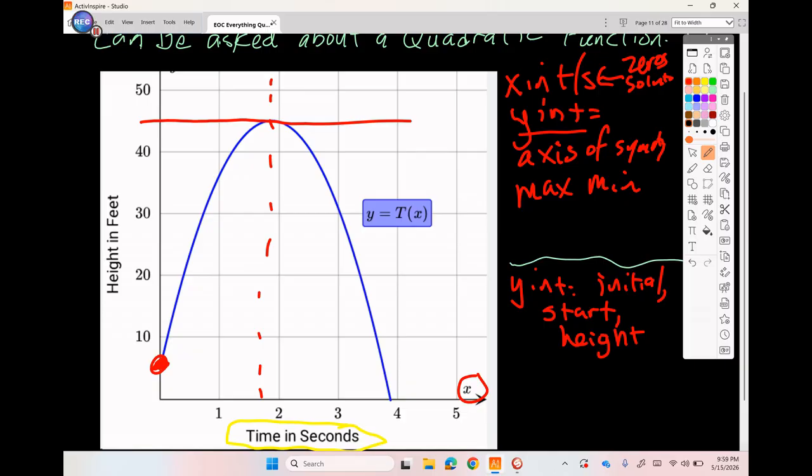So if you have an equation in standard form, you know the y-intercept is c, so you can tell how tall the person is if it's in standard form, or how tall a diving board. All right, what else can they ask? They can ask us about our x-intercept.